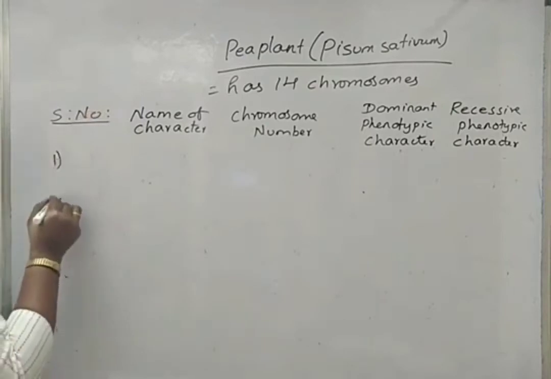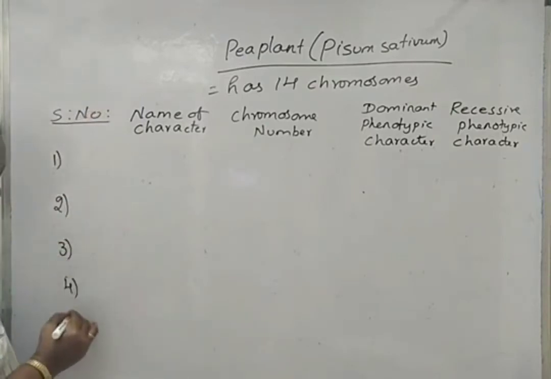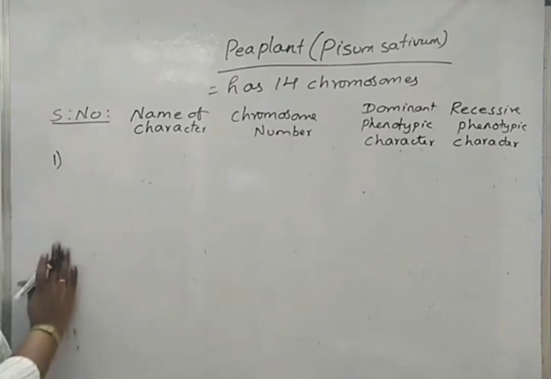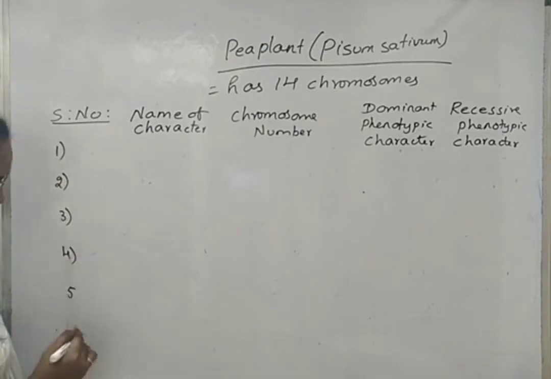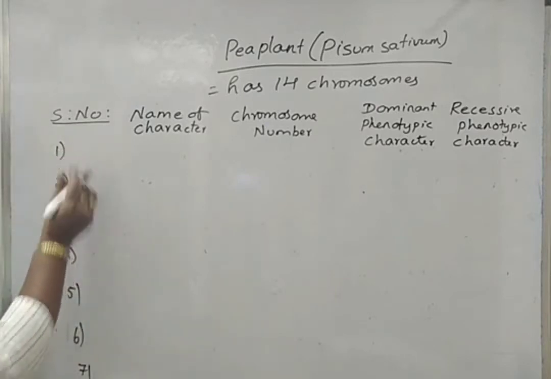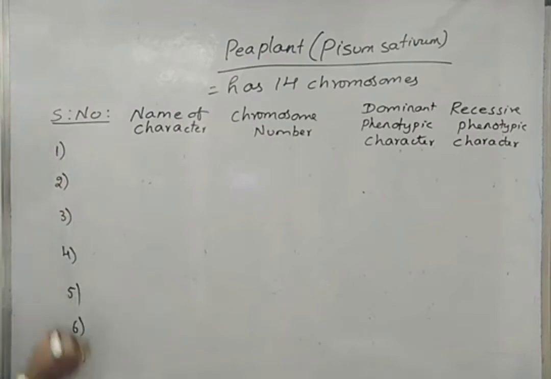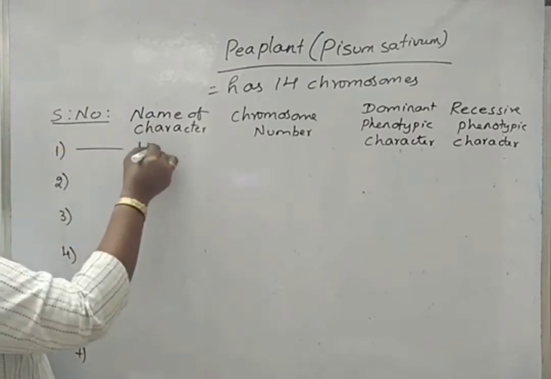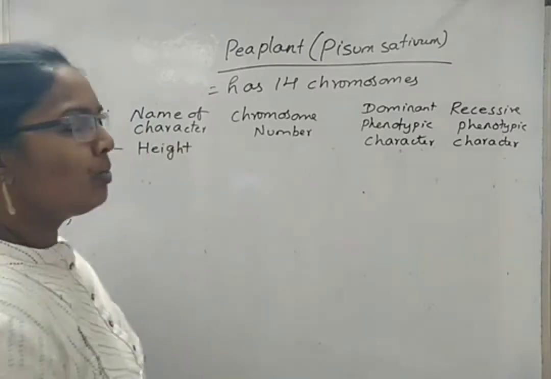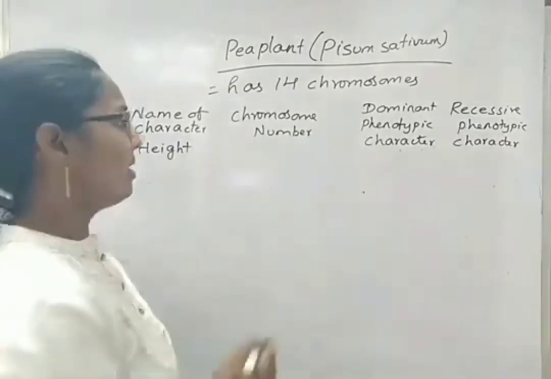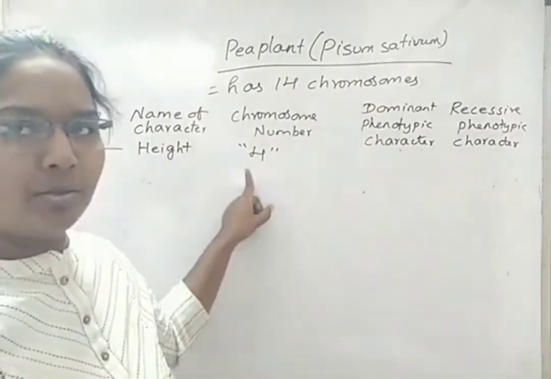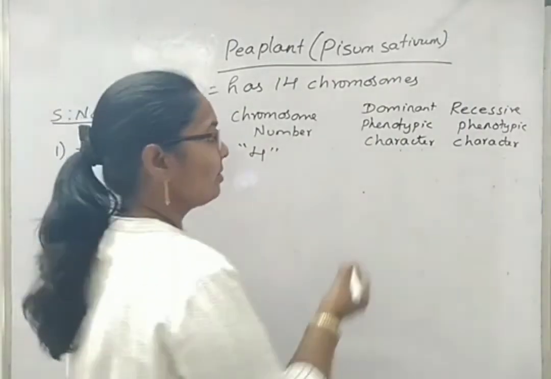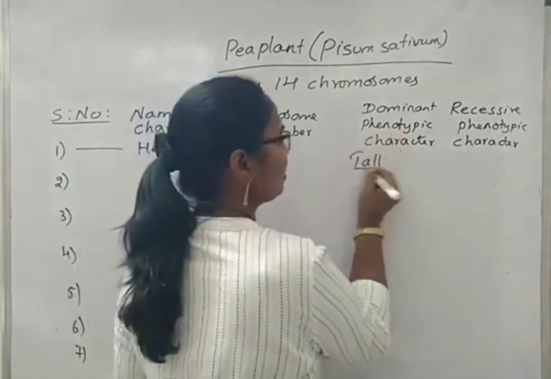Okay, so first, how many characters were studied by Mendel? Seven. Name of the character, if it is height. The chromosome responsible for the character height is chromosome number 4. Out of 14, the 4th chromosome is majorly responsible for height of the plant. Now, the phenotypic character is called tall.